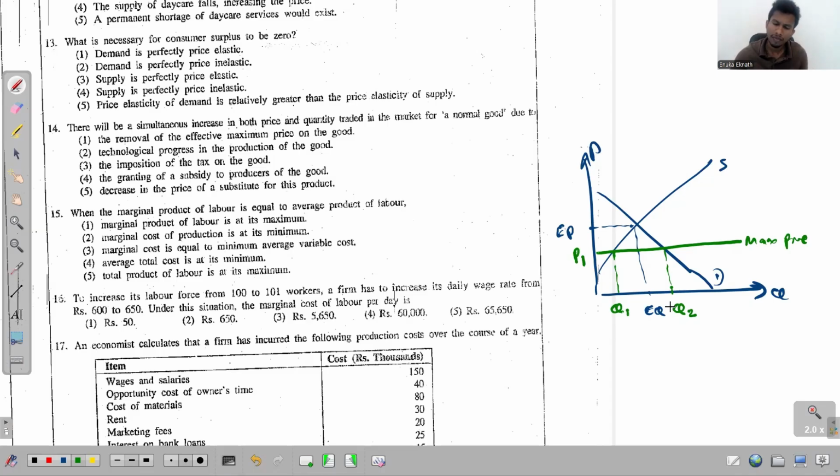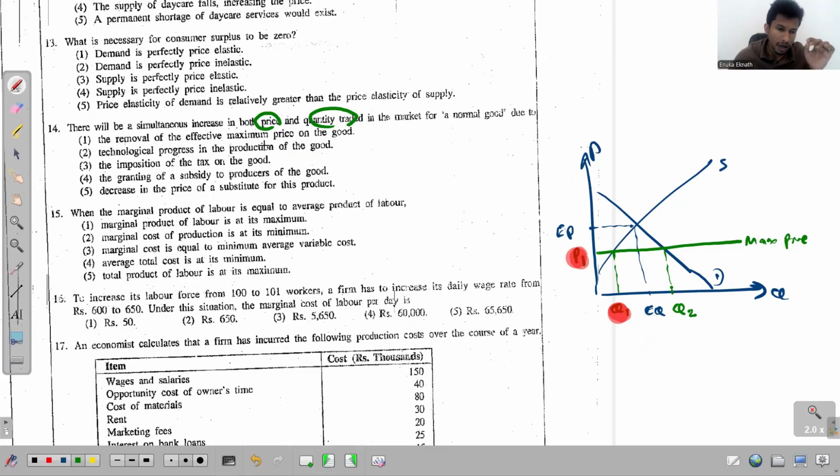So if I ask you to tell me the market price and the quantity traded in the market right now, what's the market price? Market price is this price P1 and the quantity traded in the market is just this Q1 quantity. Why do we recognize them in this way?